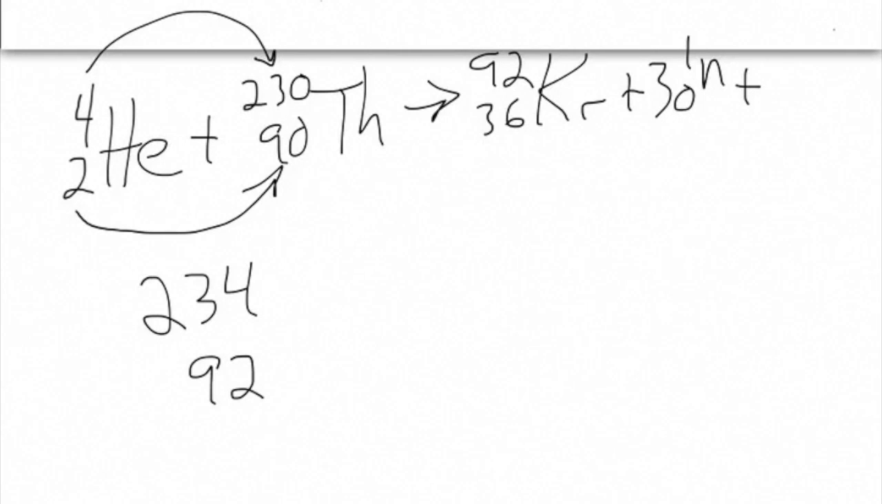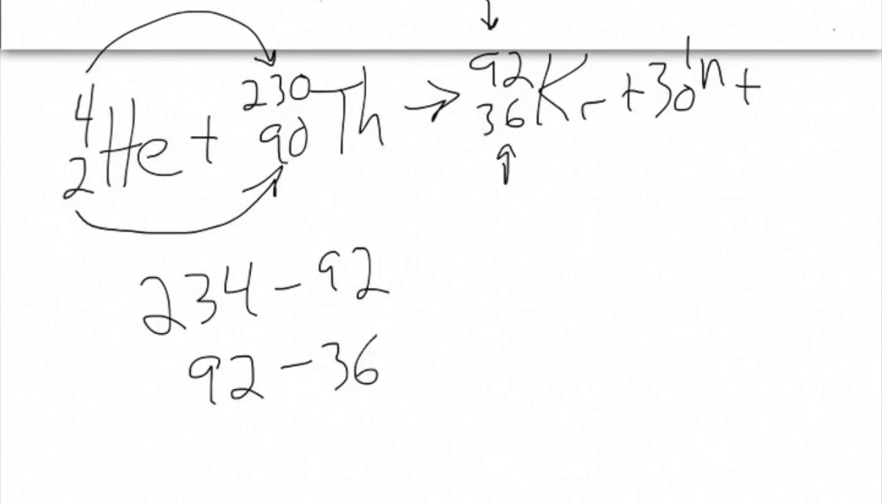Those aren't the numbers we're going to put on the right, though, because we've already taken some of that with the 92 that's up here for krypton. We've already taken 36 from the atomic number with krypton. We've also taken 3 neutrons. Each one of those is worth 1 to the mass, so that's a total of 3 for the mass. But there's no effect on the atomic number.